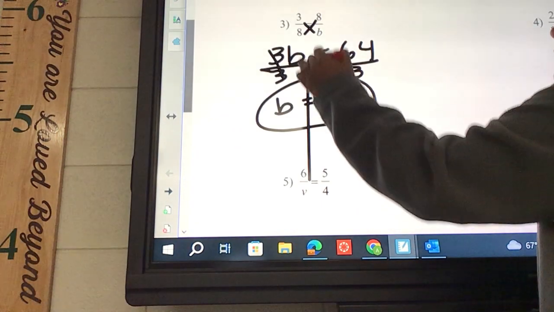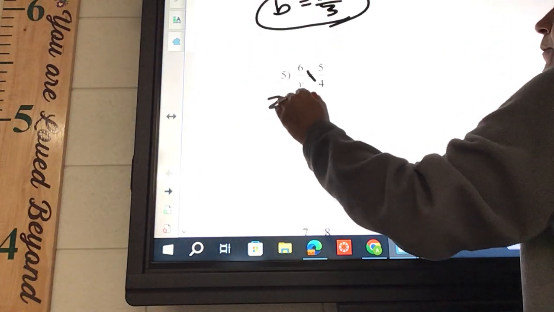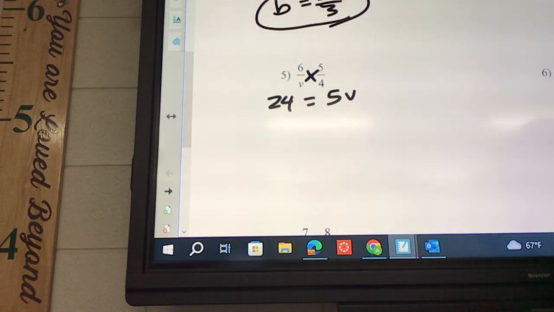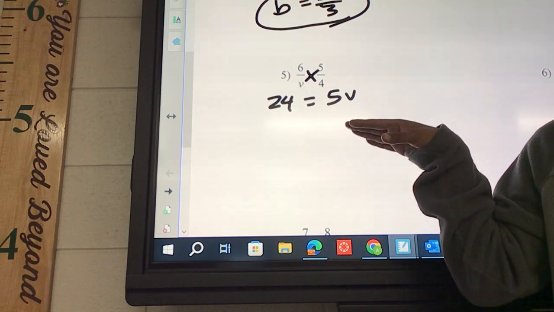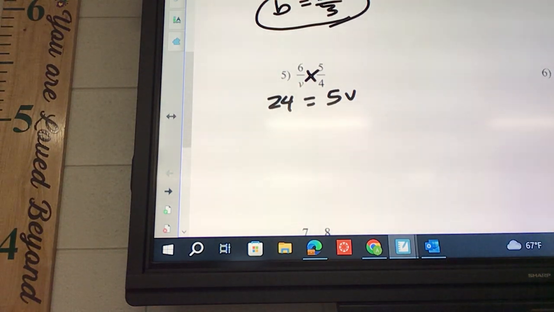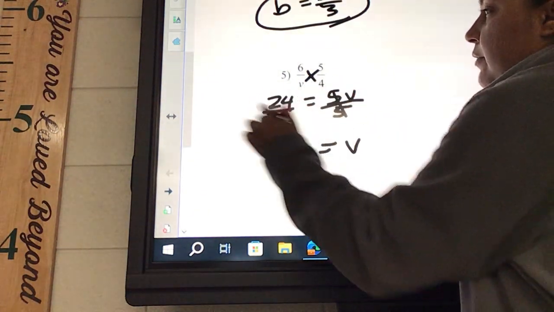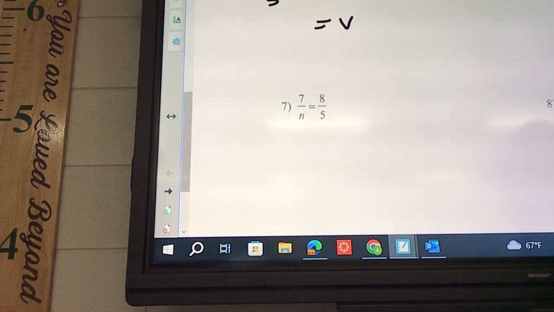6 times 4 is 24. 5 times b is 5b. It does not matter which one you do first. If you had 5b equals 24 or 24 equals 5b, it does not matter. So we're going to cross multiply and divide. What are we dividing? 24 by 5. We're always going to move stuff away from the letter. What is 24 over 5? 24 divided by 5 is what? 24 over 5 still.